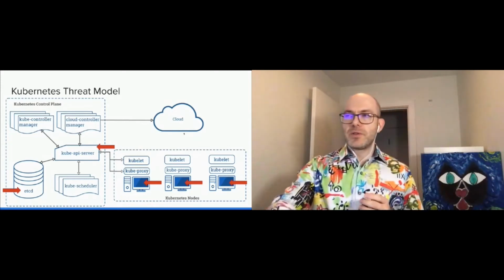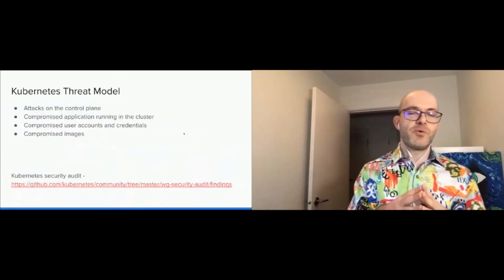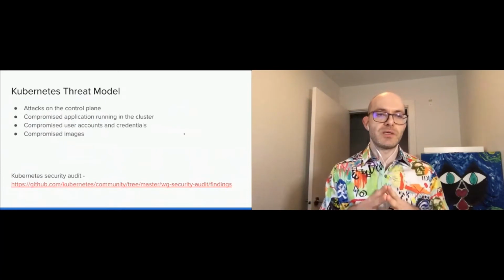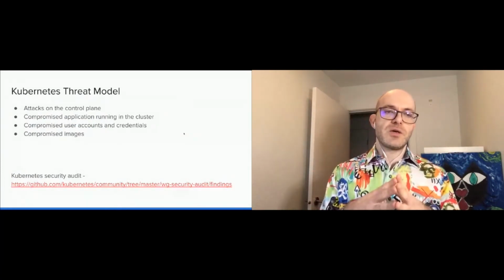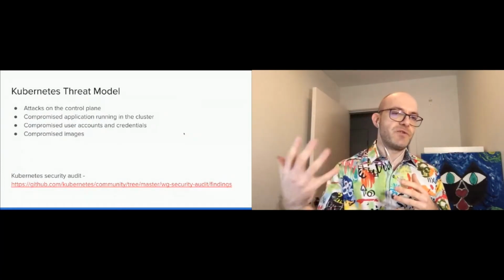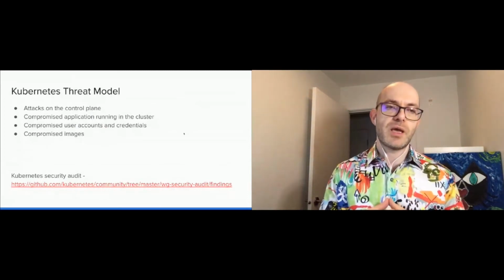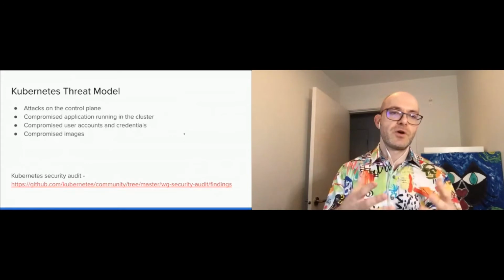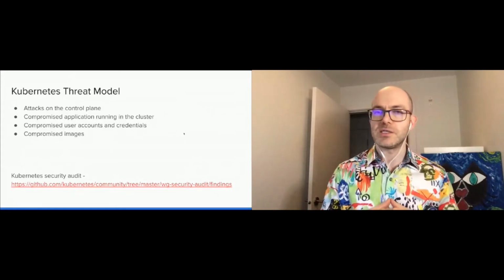Let's talk a little bit about the threat model. There's kind of four main things that come to mind when you think about Kubernetes. So attacks on the control plane. As I said, if you can connect to the control plane, to the API server, if you can find credentials, that's one way of compromising potentially the whole cluster.